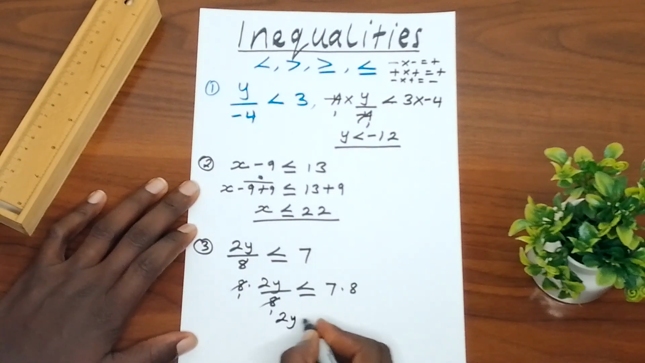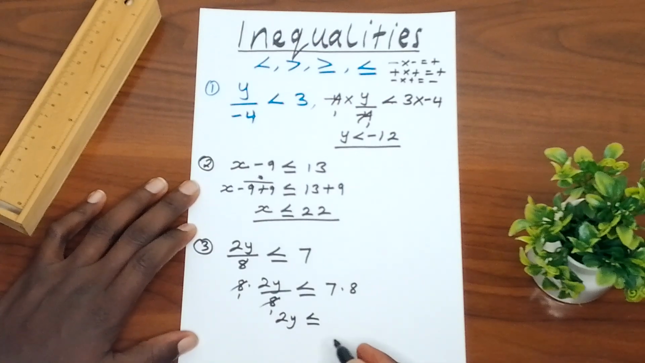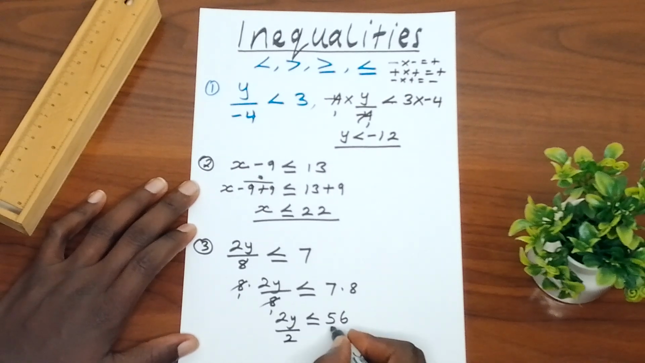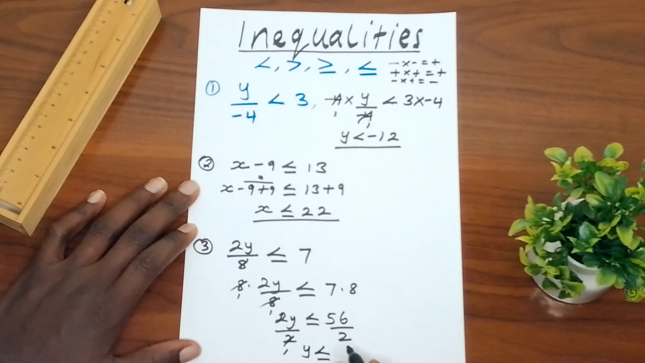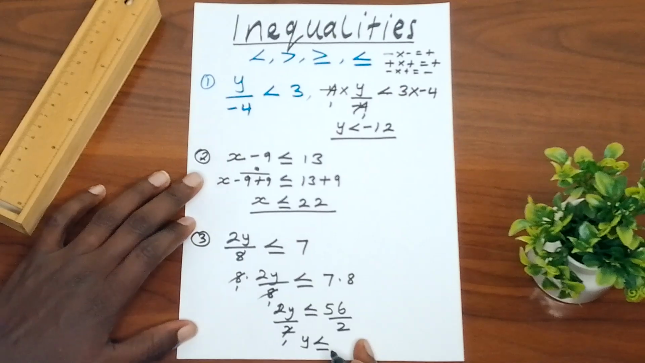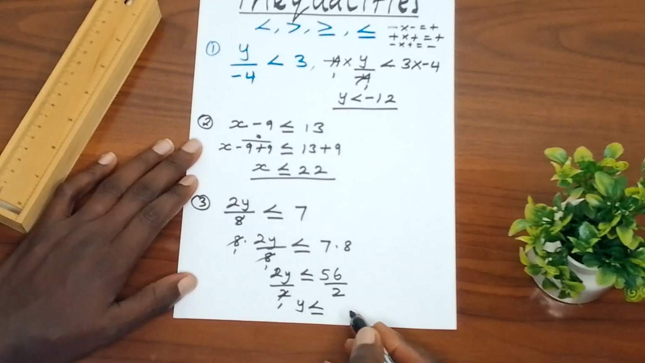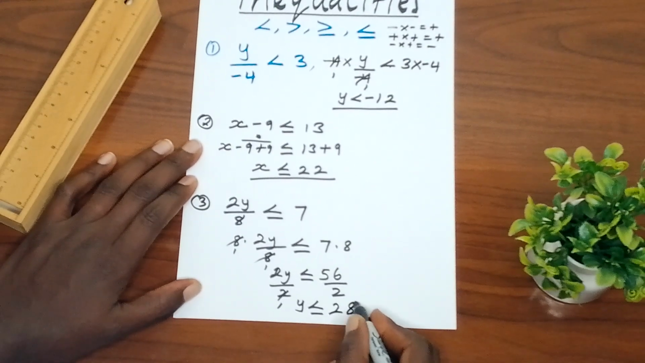Basically, that is going to be our great way of solving this. So we have 2y is less than or equal to 56. Then we divide by 2 on both sides, divide by 2, divide by 2, so that you have y is less than or equal to 56 divided by 2, that is going to be 28.